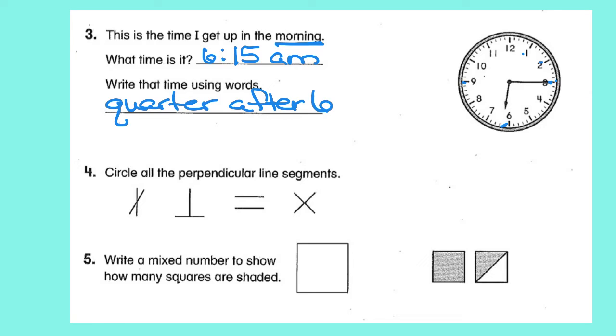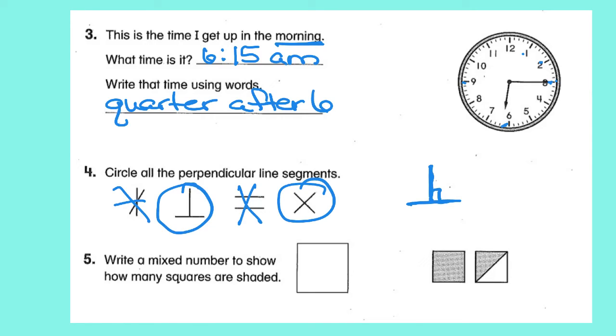Okay. Number 4, circle all the perpendicular line segments. Remember, perpendicular line segments always have something crossing at 90 degrees. So this one and this one. This one is not crossing at 90 degrees, and this one is parallel and does not cross at all.